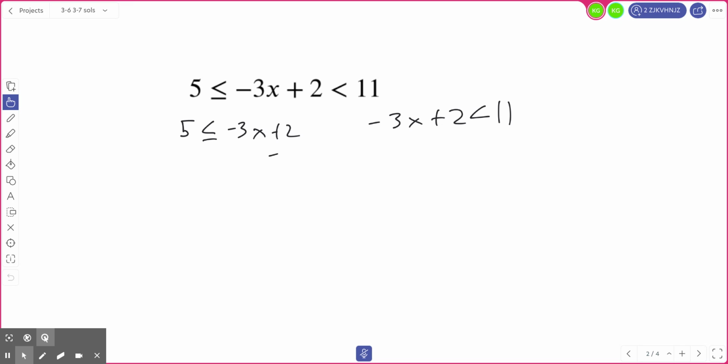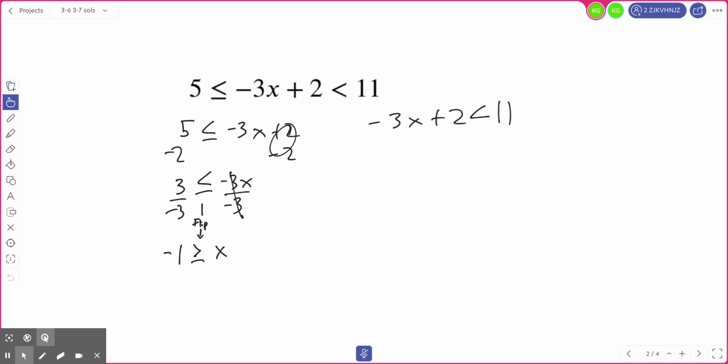So in the left one here, we're going to go minus 2 on both sides. And we get 5 minus 2 is 3, is less than or equal to negative 3x, and the plus 2 and minus 2 cancel out. Then we divide by negative 3 on both sides, and this cancels out, and 3 divided by negative 3 is negative 1, and we divided by a negative, so we have to flip the sign, and then you get x here.